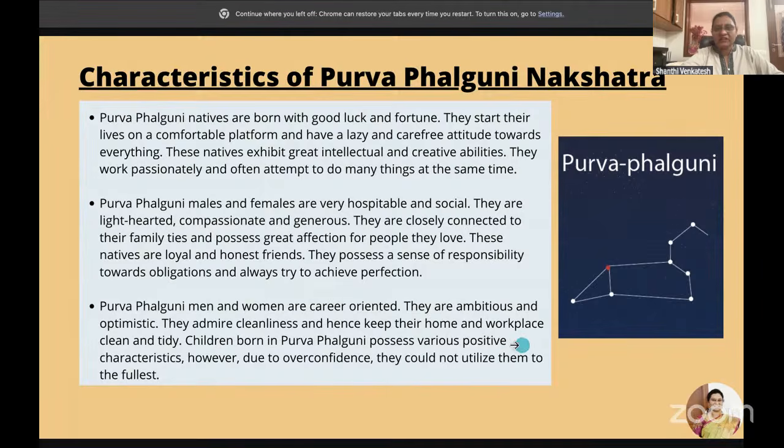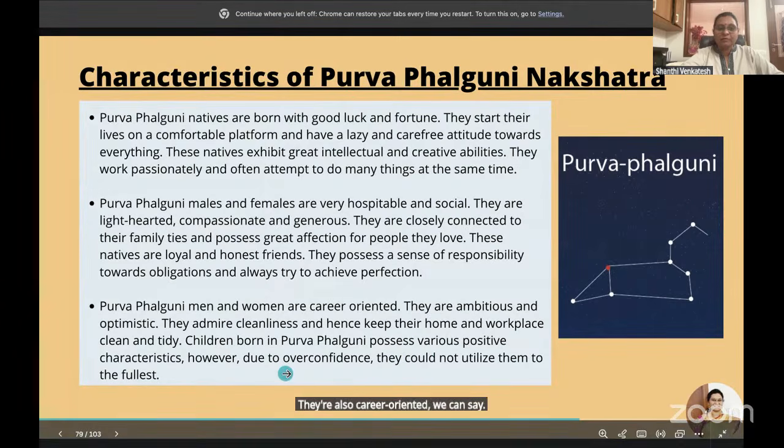They're also career oriented, we can say, ambitious and optimistic. They like cleanliness, and because of this, they keep their homes very clean. Even their workplace, they keep it very clean and tidy. So, a lot of positive characteristics, we can say. But sometimes the confidence can become too much, it can lead to overconfidence. So, they have to keep a check on that.